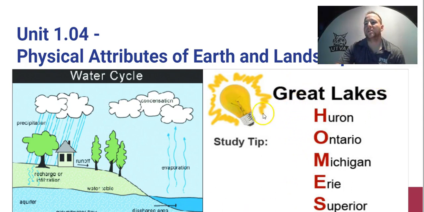And then one of the big things we're going to be talking about is the Great Lakes, the largest freshwater lakes in North America: Huron, Ontario, Michigan, Erie, and Superior.